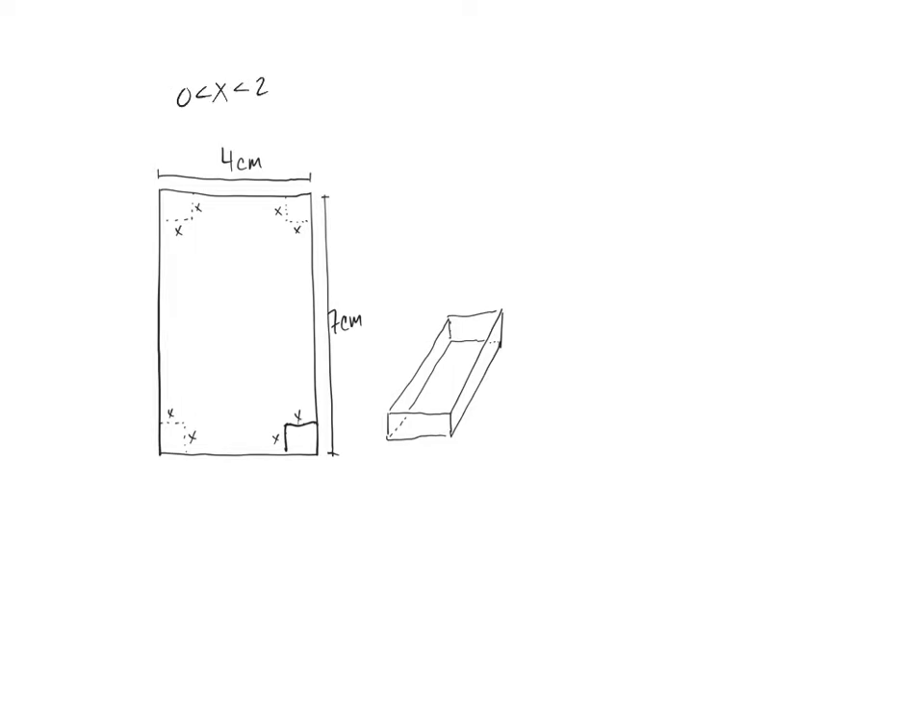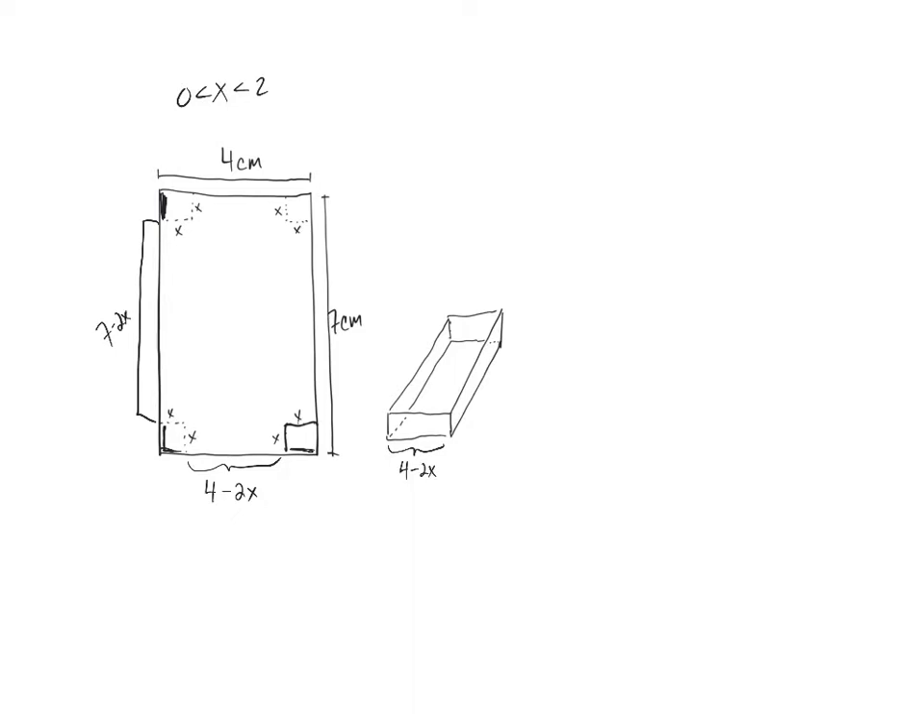But what's going to happen is the box that results has this width, which is this distance here. It was 4 inches, but you've cut x inches off this side and x inches off that side, so it's going to be 4 minus 2x along that side. And then similarly, this dimension over here was 7 centimeters long, but now it's going to be 7 minus 2x, because we lost x on this side and x on that side.